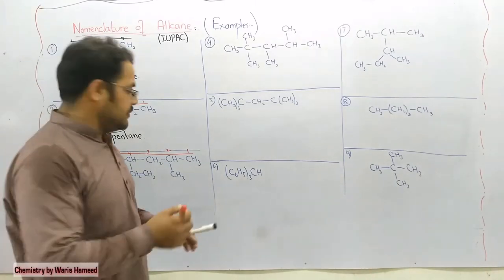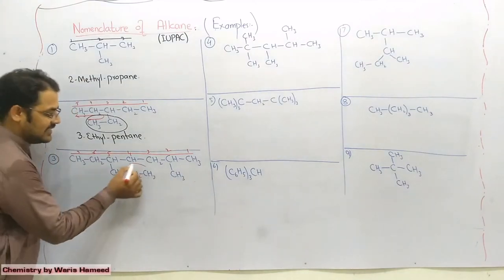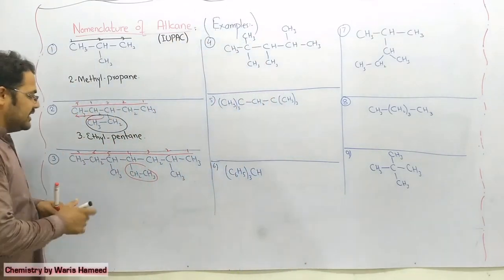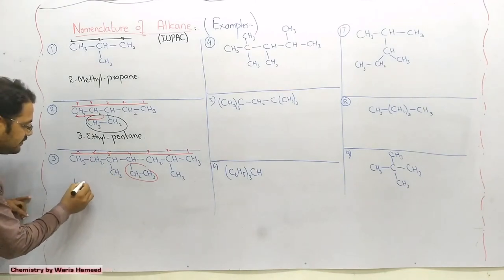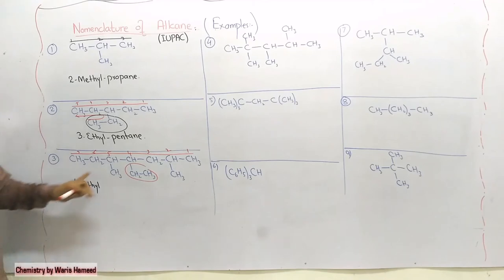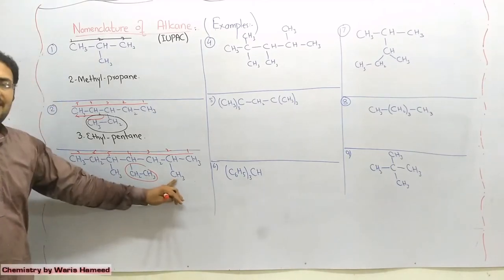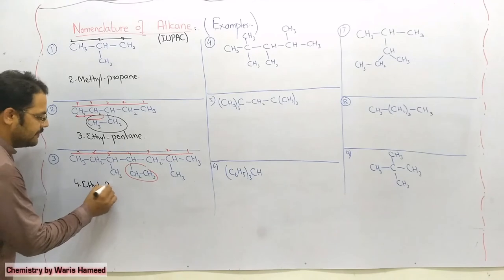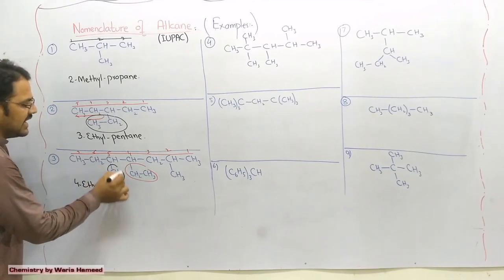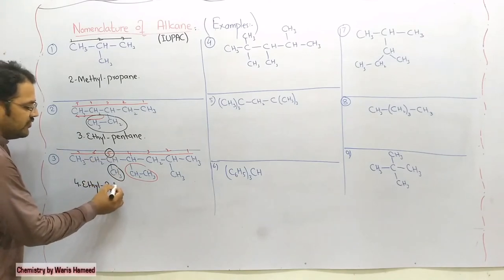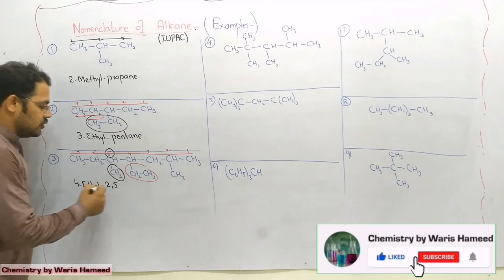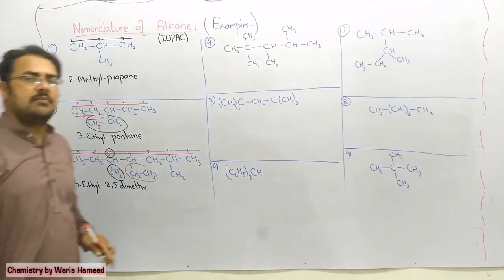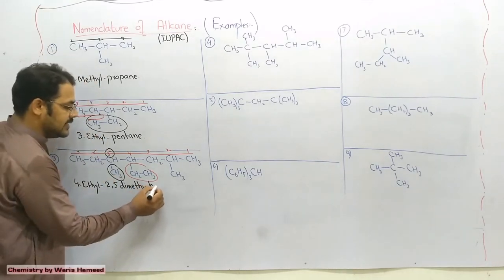Now there are two types of substituents, methyl and ethyl. According to alphabetical order, we have to write the ethyl group first. So mention its position. It's present on carbon 4, ethyl. Then there are two similar substituents, and those are methyl groups. First of all, mention the position of the first methyl group, it's 2. And the second methyl group is present on carbon 5. So 2, 5, dimethyl, and the parent chain has 7 carbons, so it's heptane.